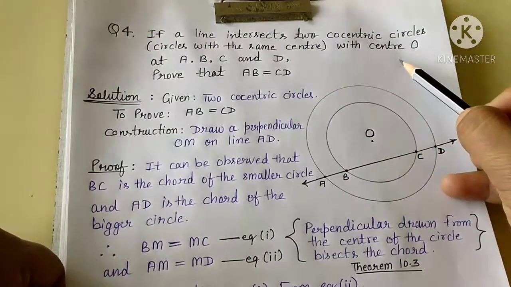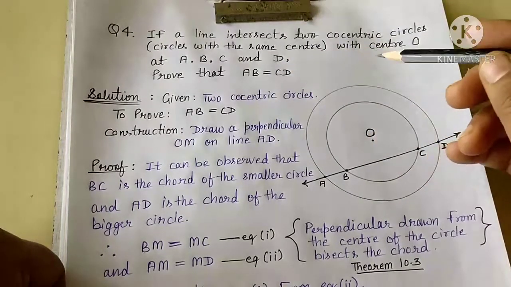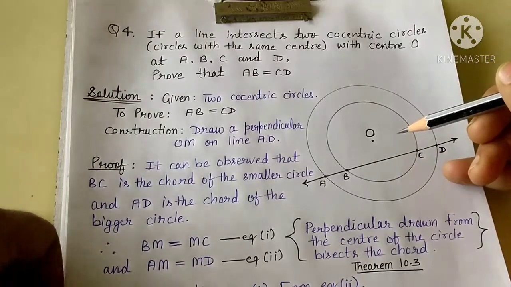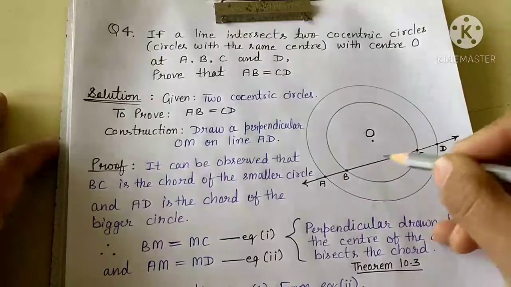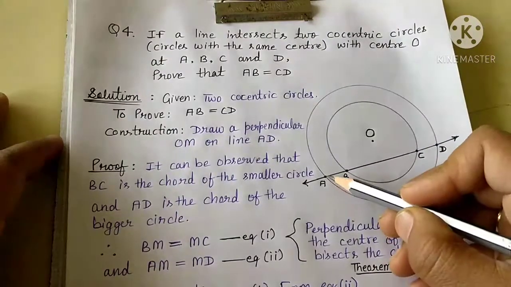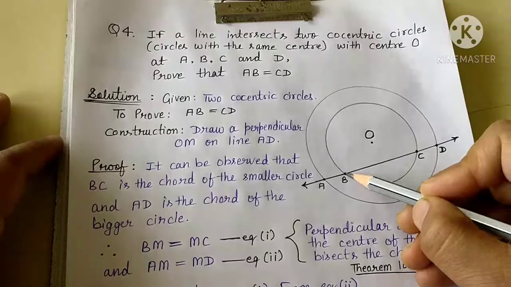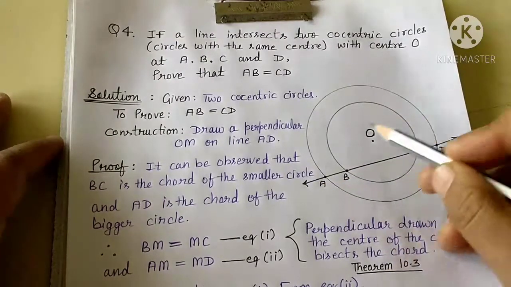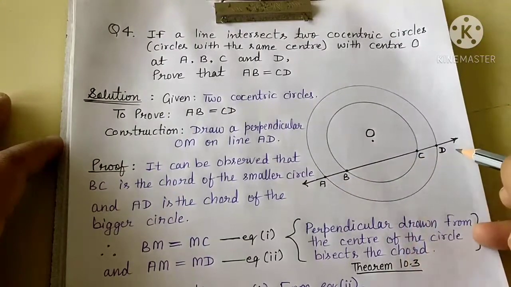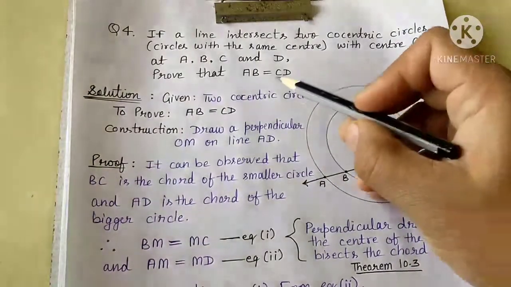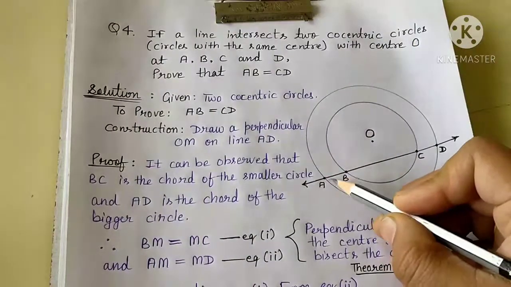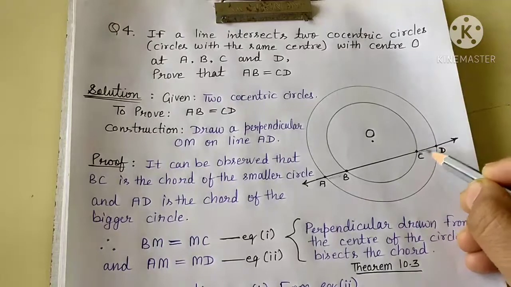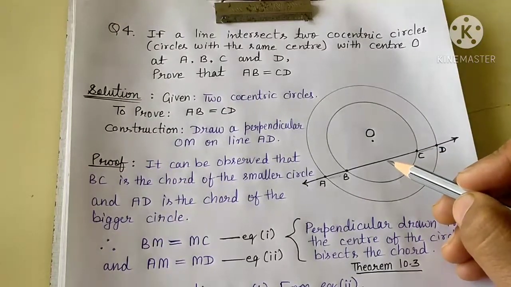Now, with the center O, at A, B, C and D, it means they are saying that a line intersects these two circles at four points: point A, point B, point C and point D. As you can see, this black line intersects these two concentric circles at four points A, B, C and D. Now we need to prove that AB equals CD. It means this part AB equals this part CD. So let's start our construction and proof.